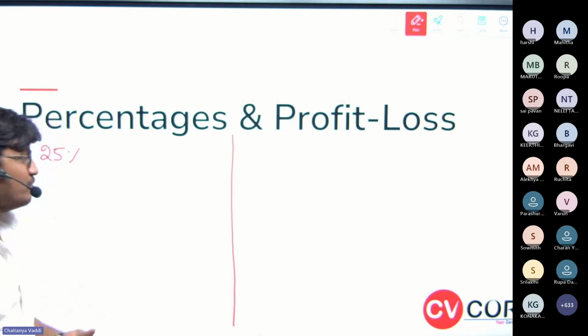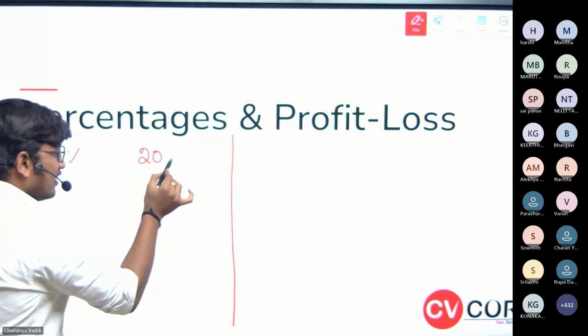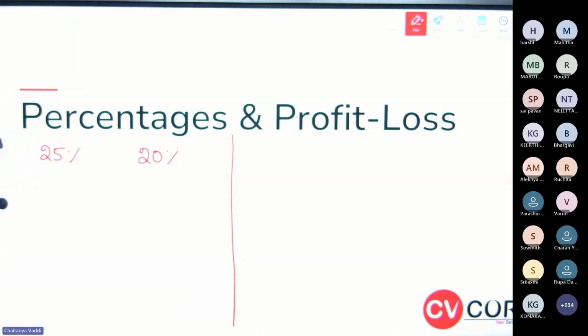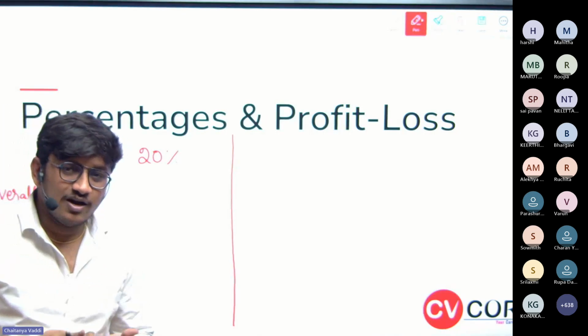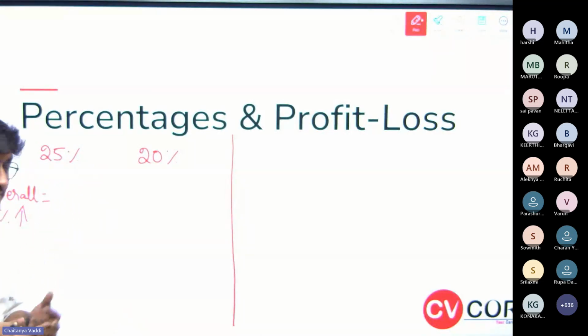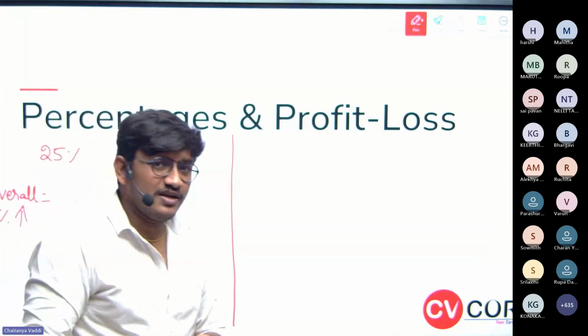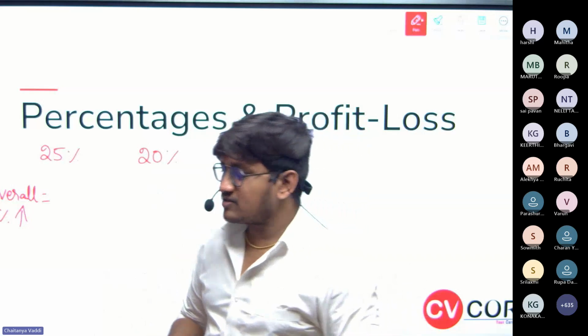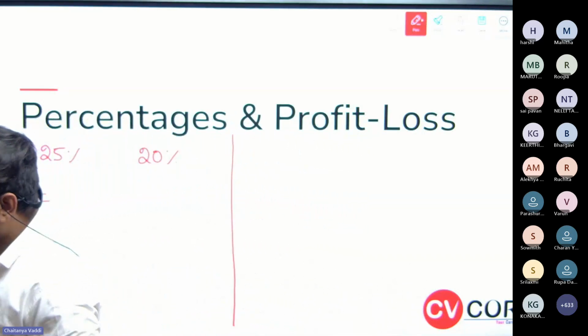Again, he increased his speed by 20%. Now, what is his speed change overall? Overall, how much percentage of his speed got increased is the question. A person is going with some speed, and we are not sure what the value of the speed is, but we know the condition. That person increased his speed by 25%. Again, he increased his speed by 20%. What is his change in speed overall? Can you post answers in the chat box? What is the change in overall speed?